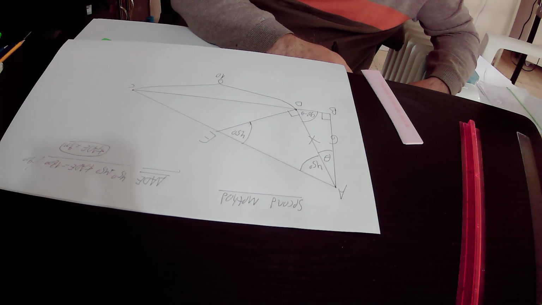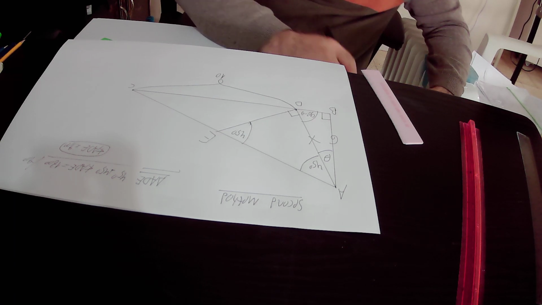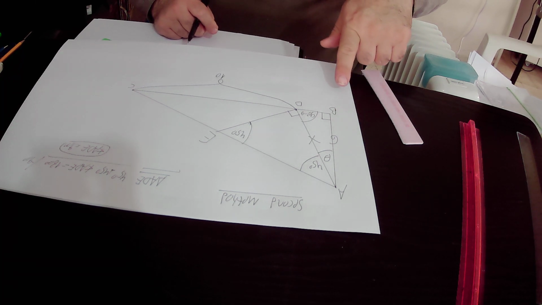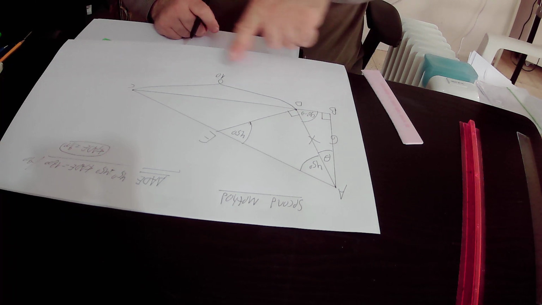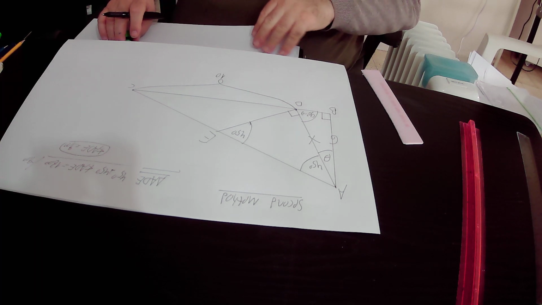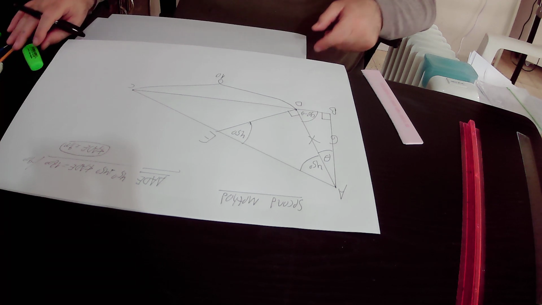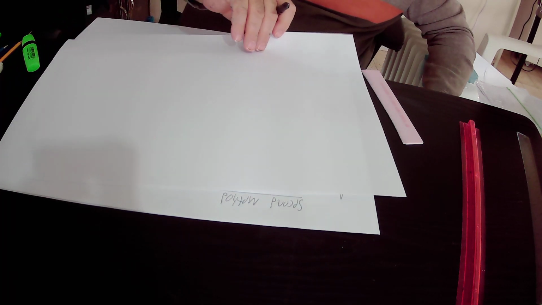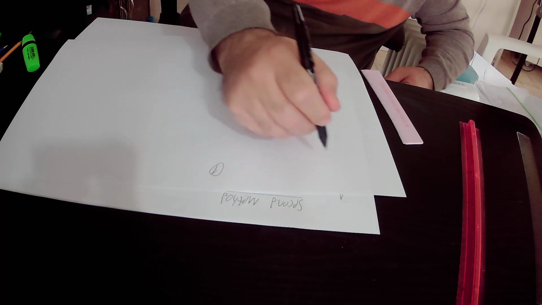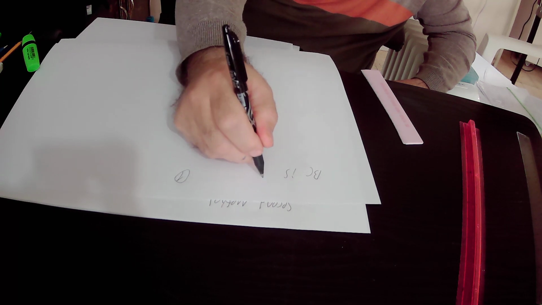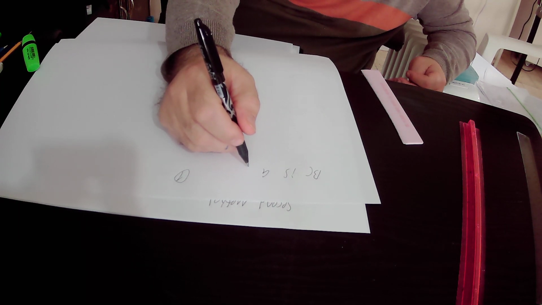And here we have triangle ABC. We know that it is a right triangle. So BC is one side of the right triangle, triangle ABC, therefore it is absolutely a straight line. So we can write down that BC is a straight line. Line segment BC is a straight line because it is one side of a triangle.